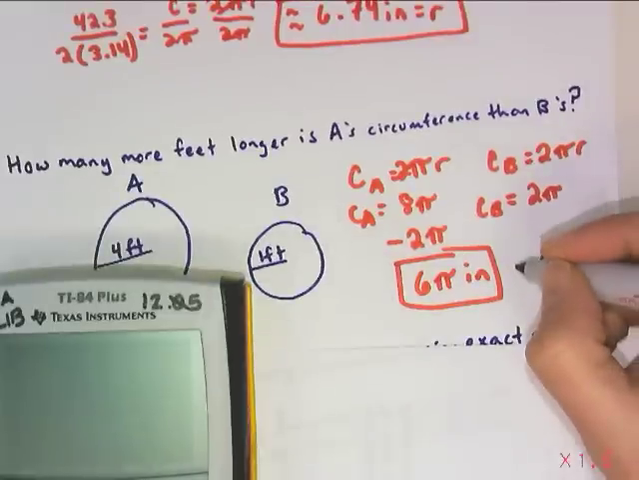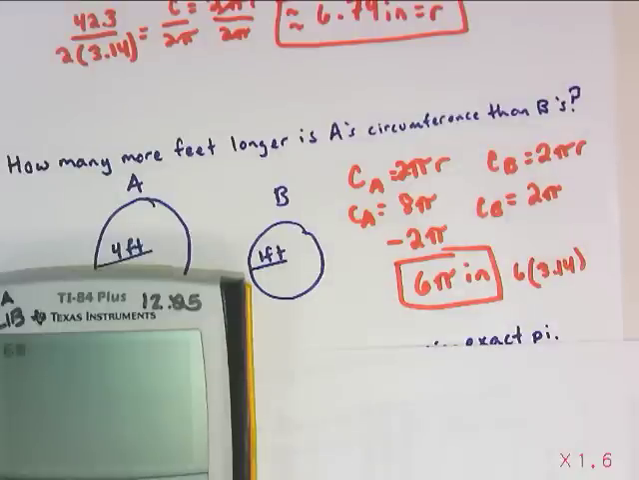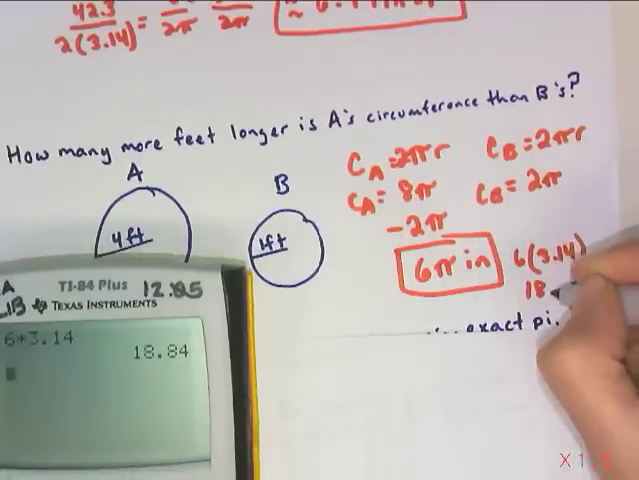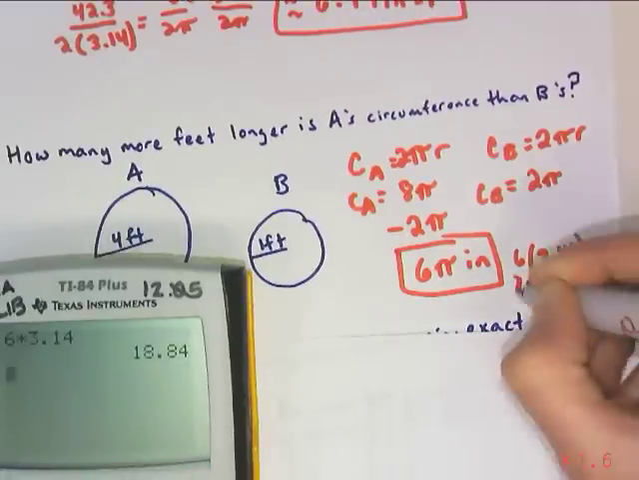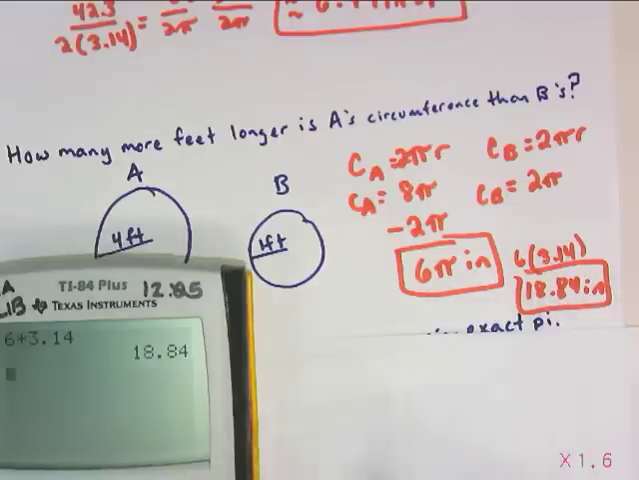If I wanted approximate, I can simply multiply 6 by that approximate pi value once and only once, and then round the final answer as necessary. So this ended up being 18.84. So this would be the exact answer. This one would be the approximate answer.